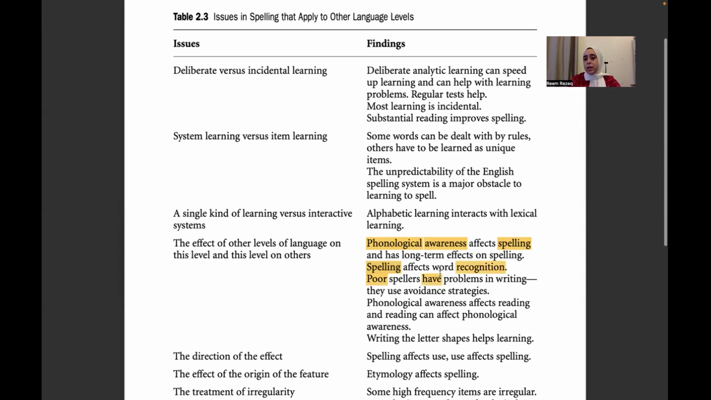All these, I want you to focus on these important things: phonological awareness focuses on spelling, meaning how you pronounce spelling correctly. For example, cat is ka-ta, not na-ta. So all these you focus on word recognition, and spelling also focuses on word recognition. Poor spellers have problems in writing. Whoever doesn't know how to pronounce correctly will also write incorrectly.